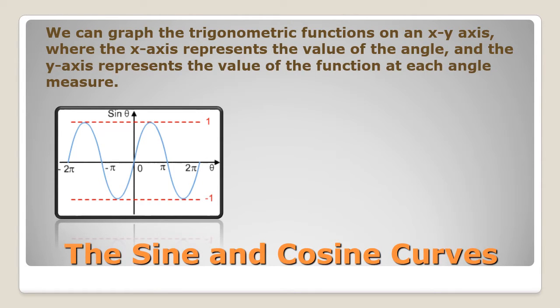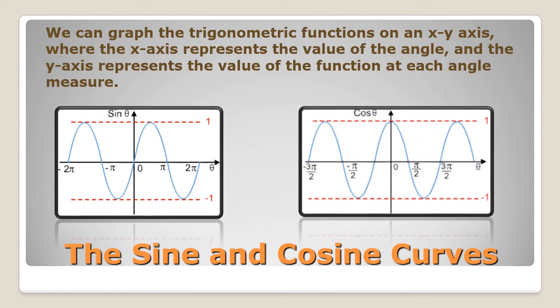Notice some of the features. It goes through 0, 0 because the sine of 0 is 0. The sine of pi is 0, and the sine of 2 pi is 0. The sine of pi over 2 is 1. The sine of 3 pi over 2 is negative 1. So you can see how those values match up there. Notice it stays between negative 1 and 1. And again, it repeats a pattern. It's a periodic function.